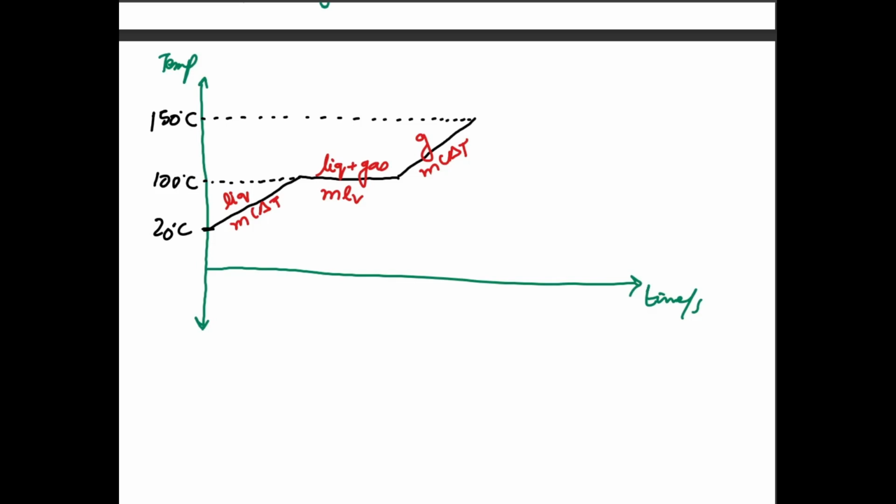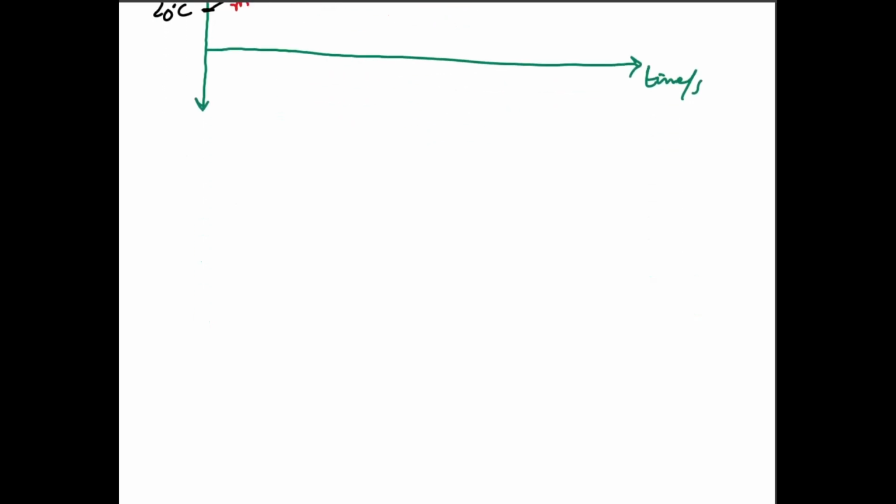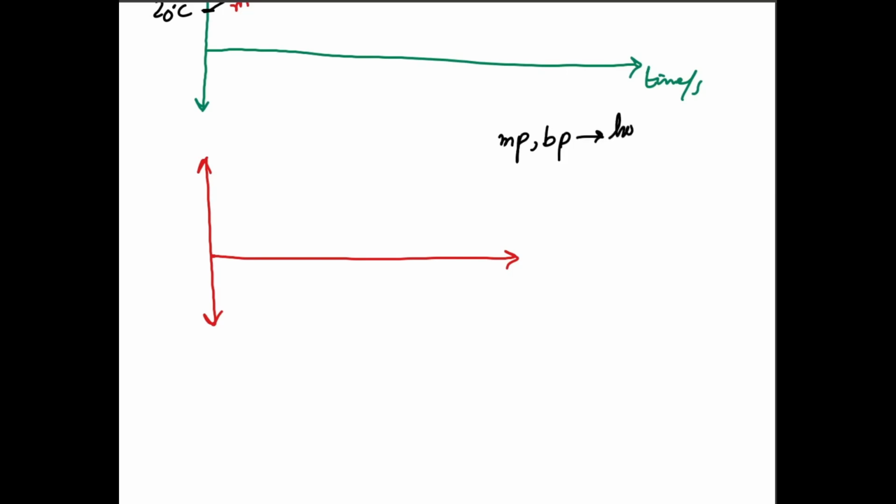Yes? So if the examiner gives you a question in P1 or P2 and asks you to find out the melting point or the boiling point of any substance that he may give you in the question, what you're supposed to look for is that if it's a melting point or a boiling point, it will be a horizontal line. It will be a horizontal line.